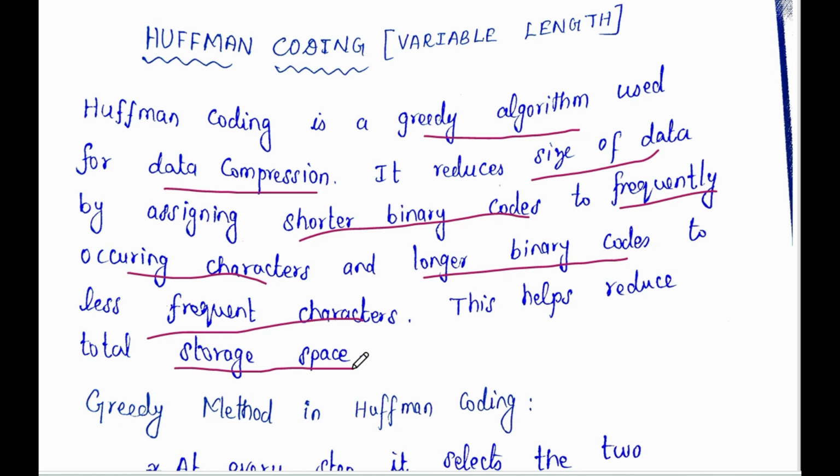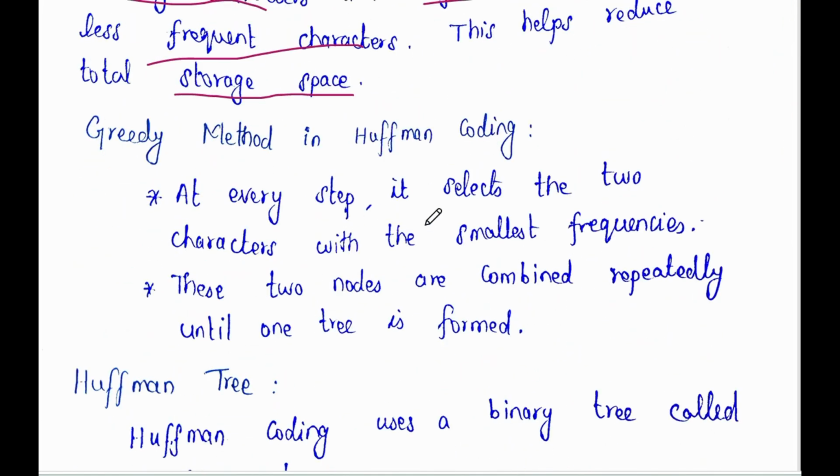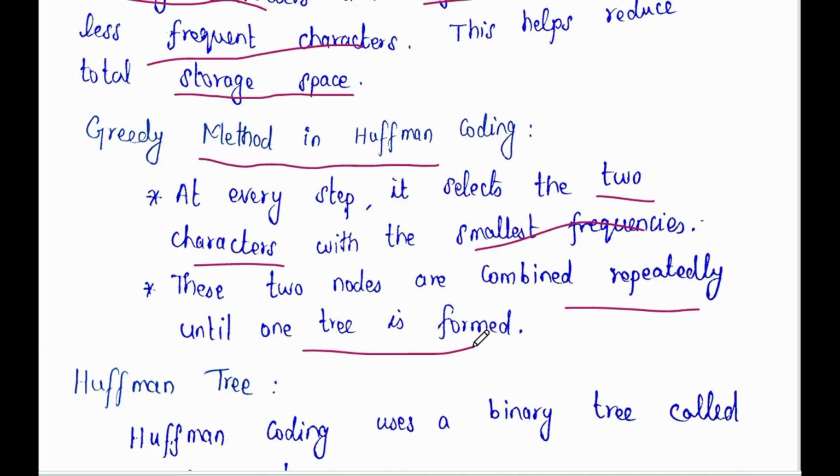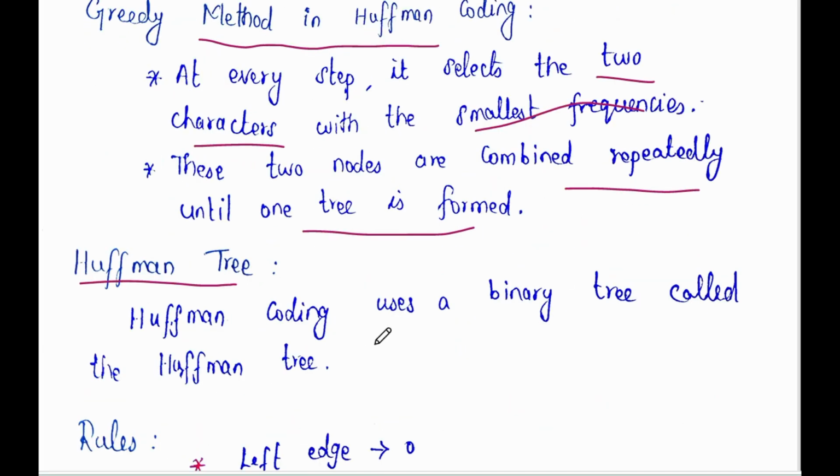In the greedy method for Huffman coding, at every step it selects the two characters with the smallest frequencies. These two nodes are combined repeatedly until one tree is formed. This tree is called the Huffman tree. Huffman coding uses a binary tree, so one tree structure is used to reduce the storage size of the particular message. That tree is called the Huffman tree.